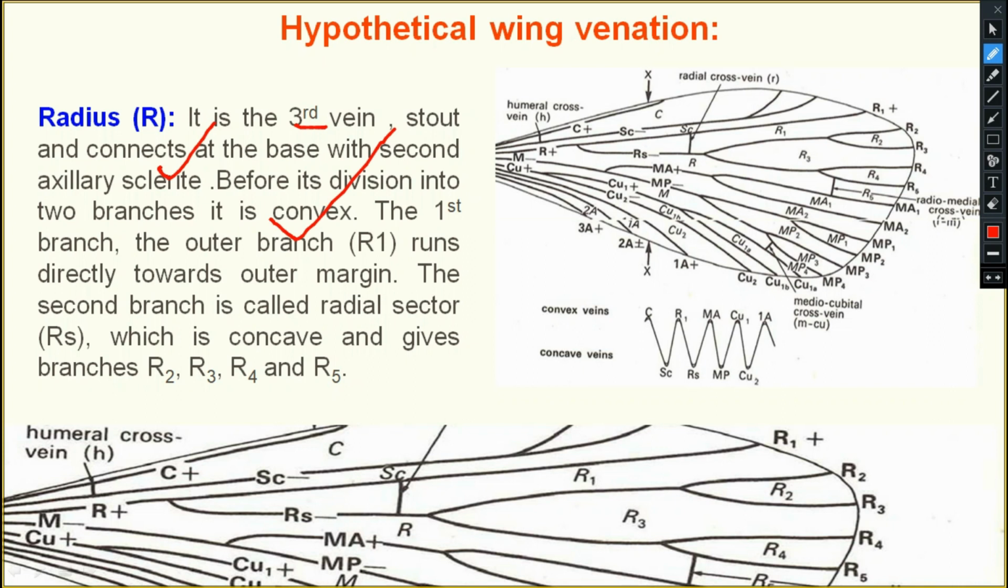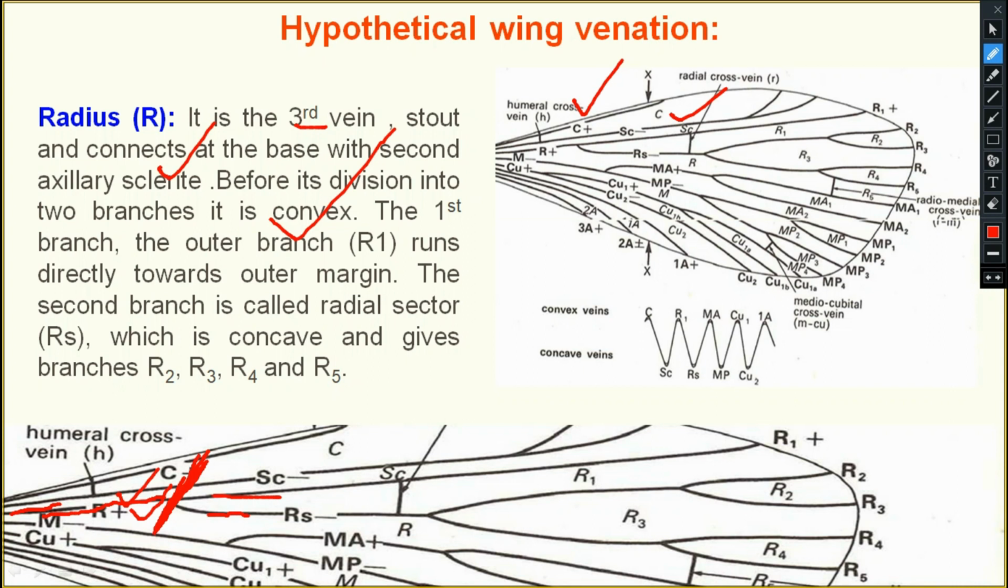Here you see there is some difference. Costa is completely convex, subcosta is completely concave. But in the case of radius, that is different. Before it divides, up to this point where it is dividing, it is convex. Understood this point?